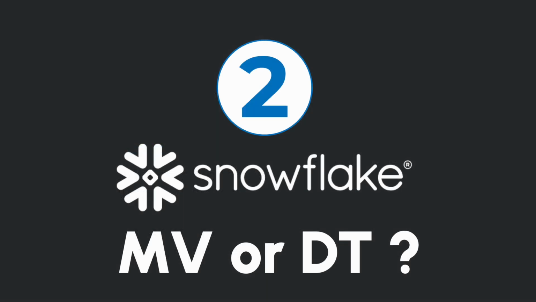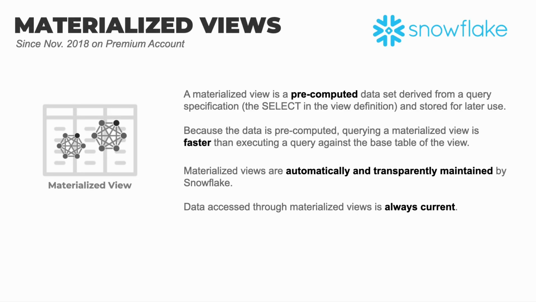Today, we're going to focus on two of these new standards, DT, Dynamic Tables, and MV, Materialized Views. Let's start with the definitions. First, MV, Materialized Views. These have been available since November 2018 for premium accounts. In fact, they're simply views. But those views, rather than calculated on the fly, are materialized at creation. The results are calculated and materialized in the database. This ensures the best execution performance.